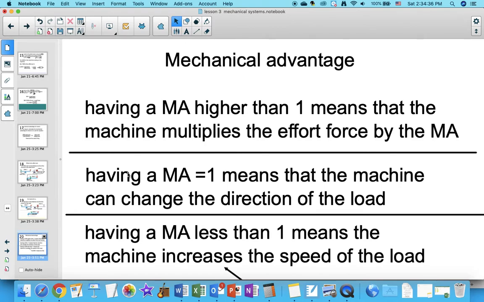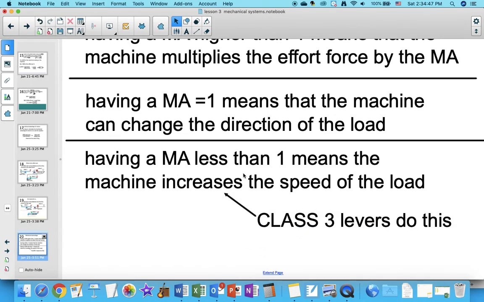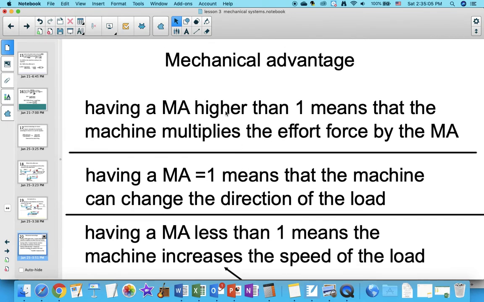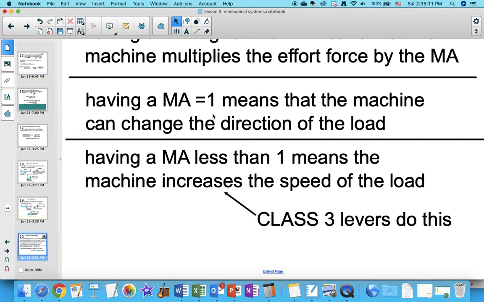But in certain situations, and depending on the type of machine, the machine allows you to change the direction of the load. Having a mechanical advantage of less than 1 means the machine increases the speed of the load. So if you have a mechanical advantage of 0.5, that means you're increasing the speed by 2, not the force or the effort by 2, right? So a mechanical advantage of 2 means that the machine multiplied your force by 2. Having a mechanical advantage of 0.5 means that the object is moving twice as fast.